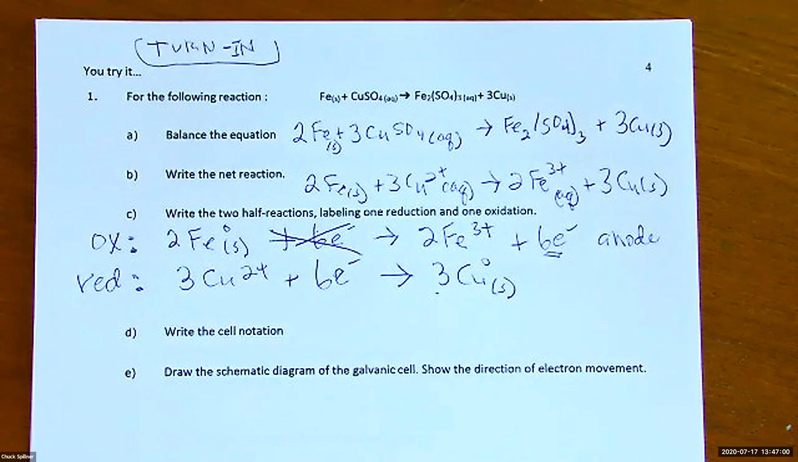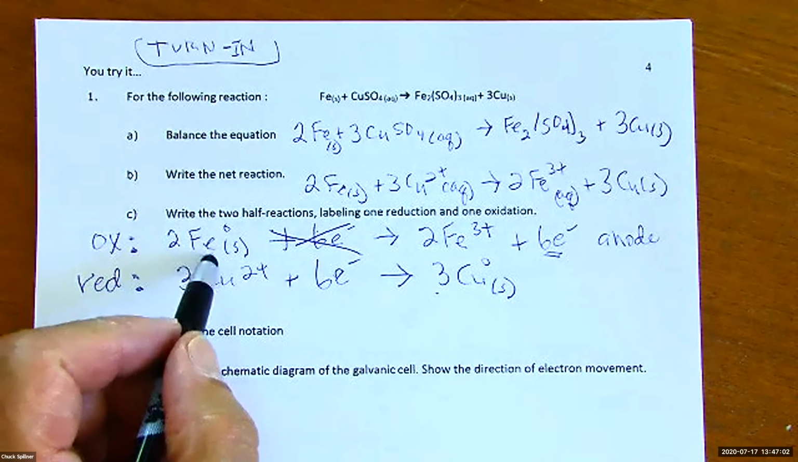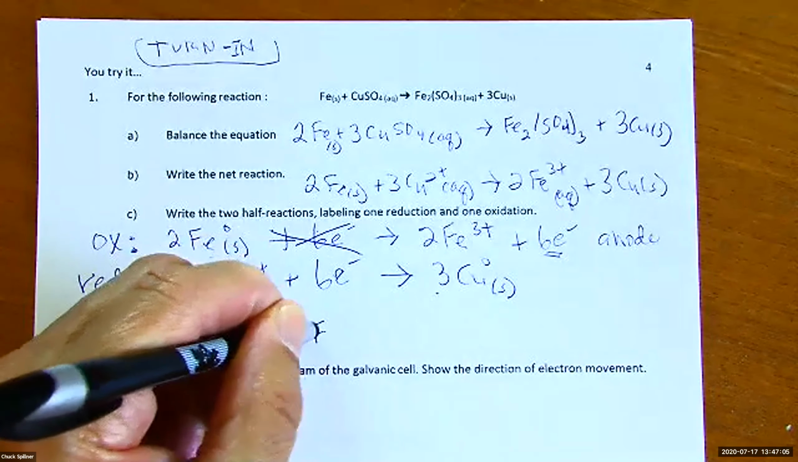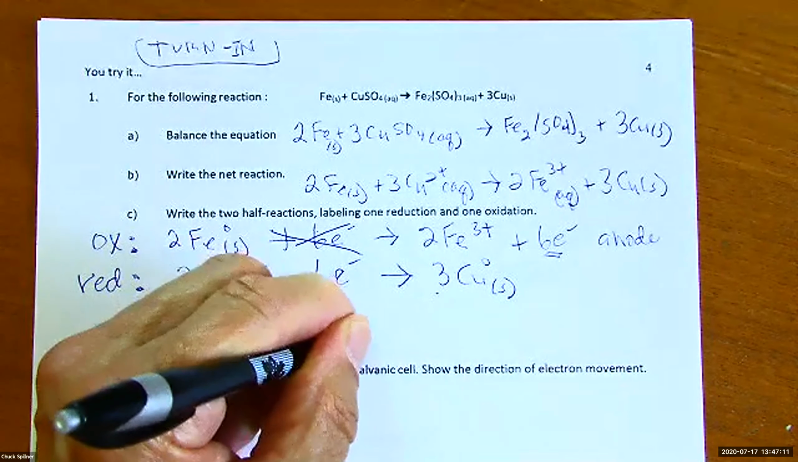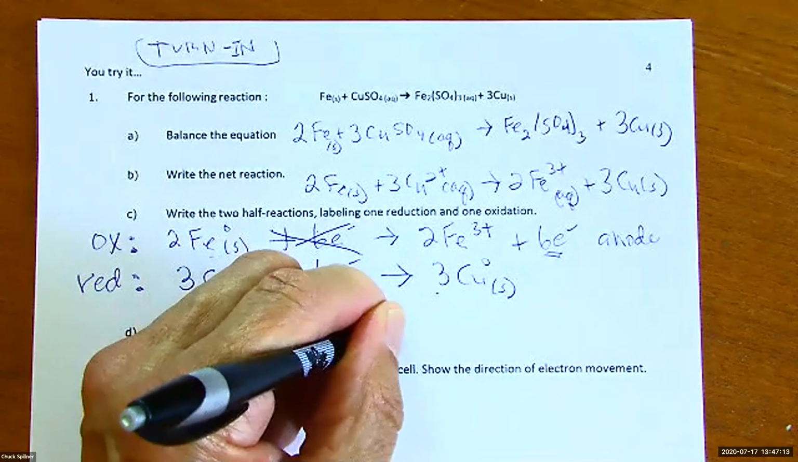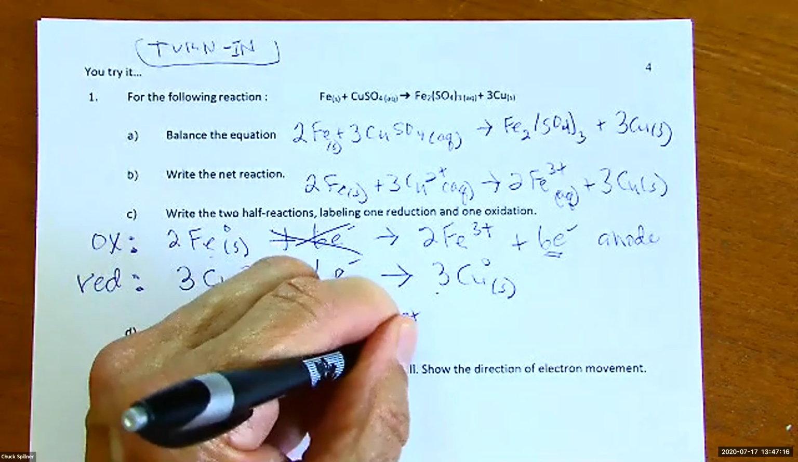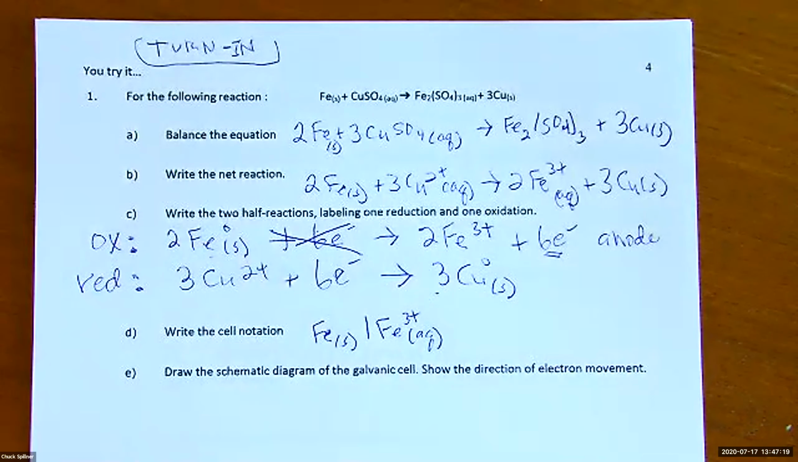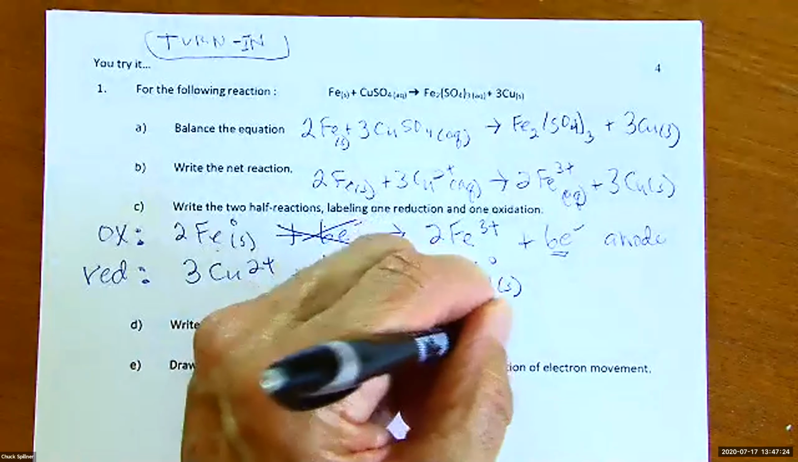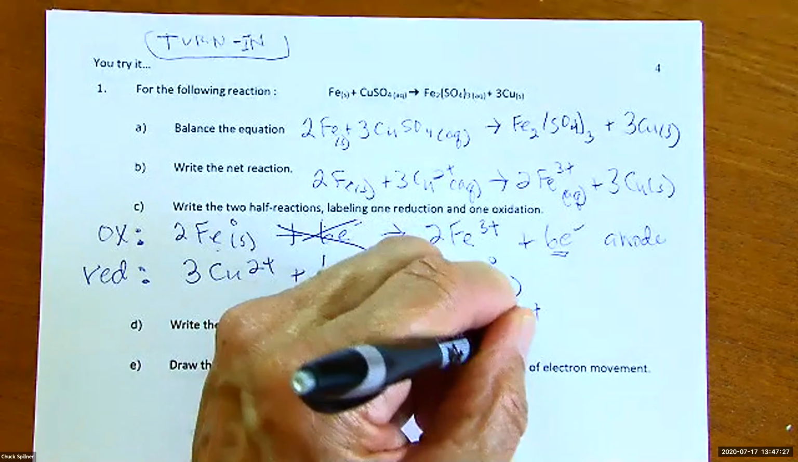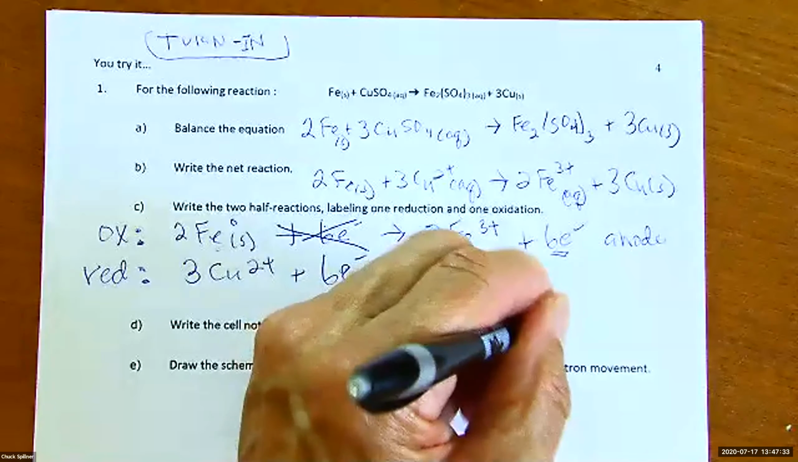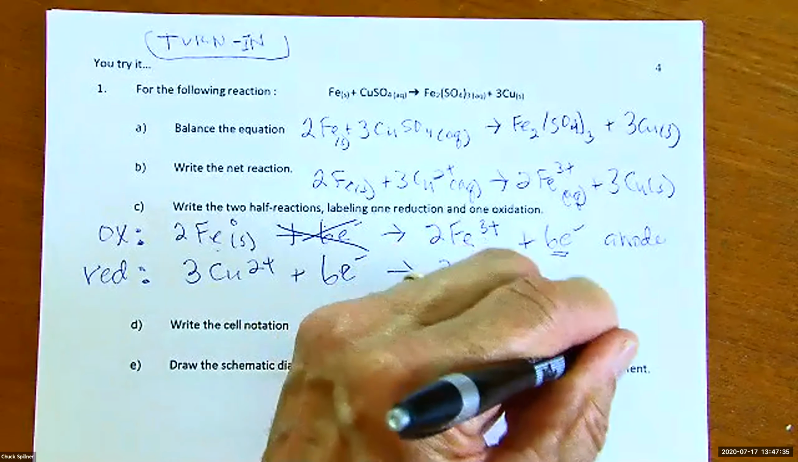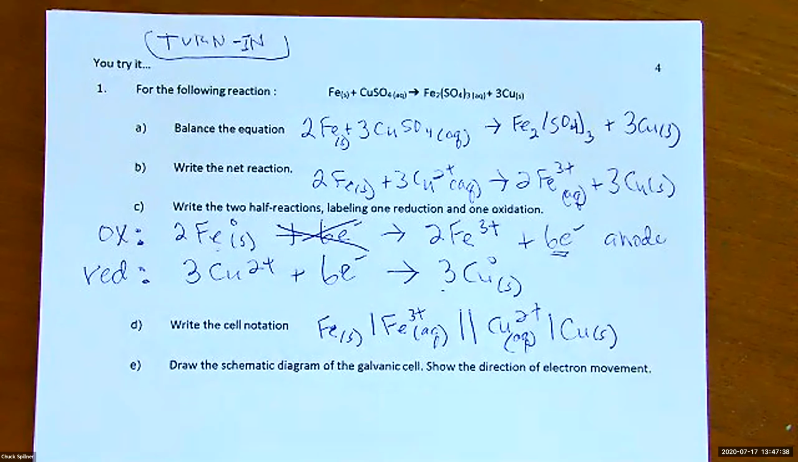So write the cell notation. The cell notation is pretty easy now. It's going to be iron, and we don't put in the stoichiometry when we write the cell notation. So we have solid iron as an electrode. We have iron 3 plus in solution, so that's aqueous. Then we have our salt bridge, and then we have our copper 2 plus aqueous in solution, and then we have our copper electrode on the cathode side.